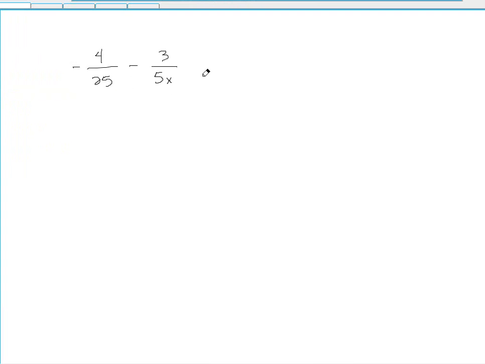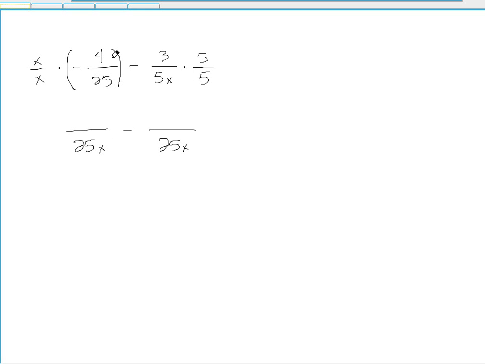Notice if I took this 5x and I multiplied it top and bottom by 5, I would end up with 25x. Then to make this a 25x, I would have to multiply it top and bottom by x. 25x, 25x. Both fractions now have a common denominator of 25x. That's how you do it. Okay. The numerators change slightly.